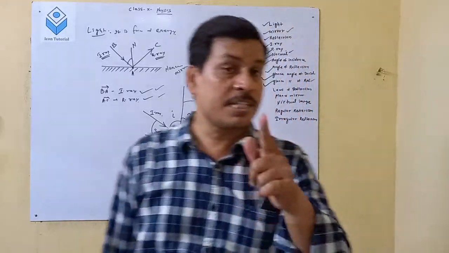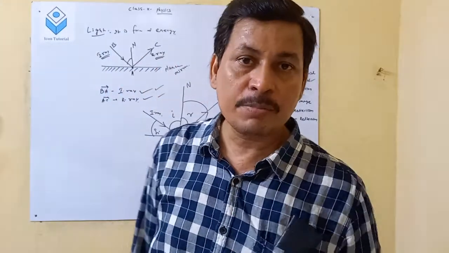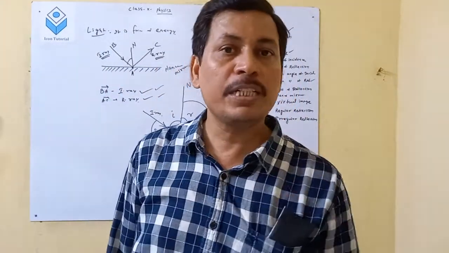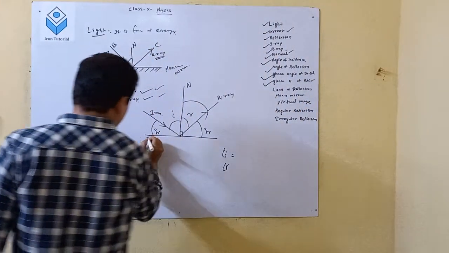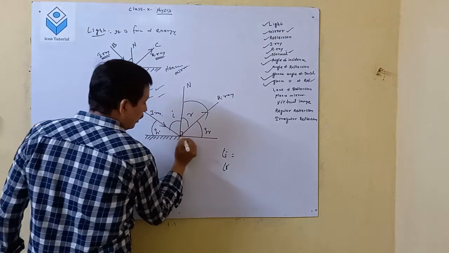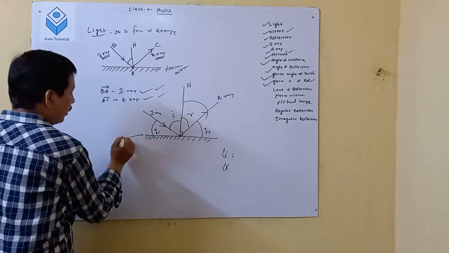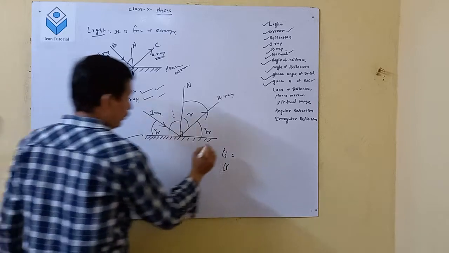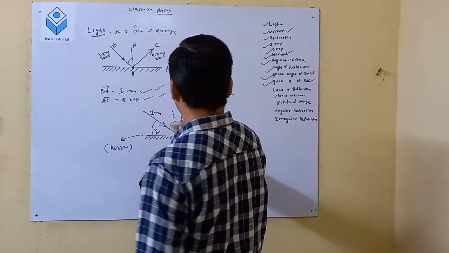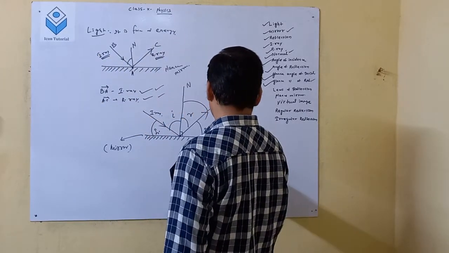What is the glance angle of incidence? It means the angle between the incident ray and the mirror. So this is your mirror. This XY is the mirror. Understood? XY is the mirror, and this is the I ray, this is the R ray, this is also the mirror.